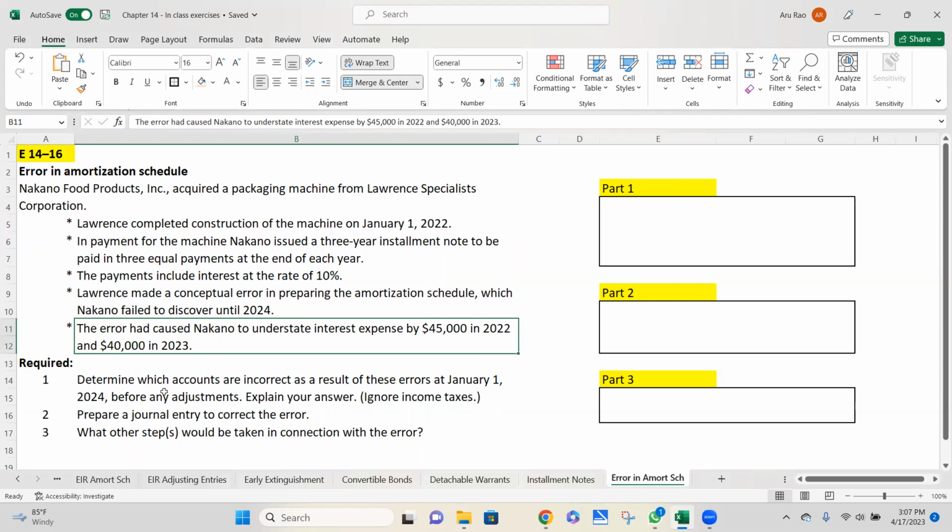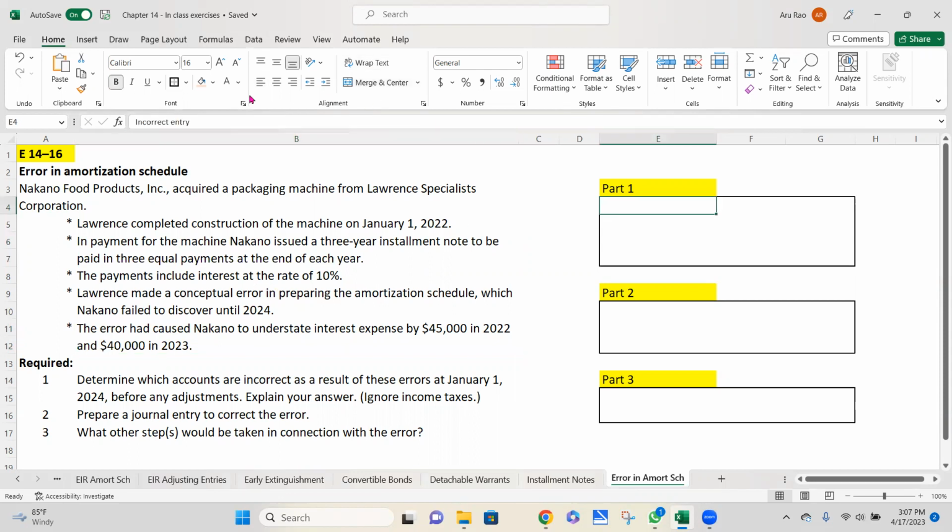So they've asked us to explain what's the impact of making these mistakes in our financial statements, what's the correcting entry we'll make, and how do we proceed with this? What else do we need to do? So let's first start out by saying what's the impact of this mistake we made. So let's look at the incorrect entry that we made.